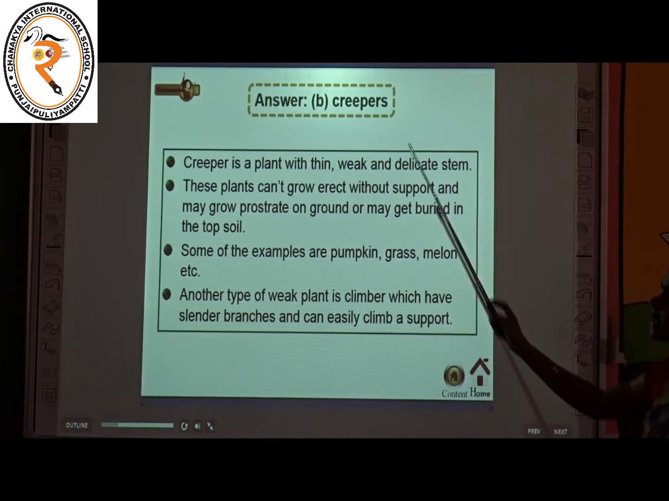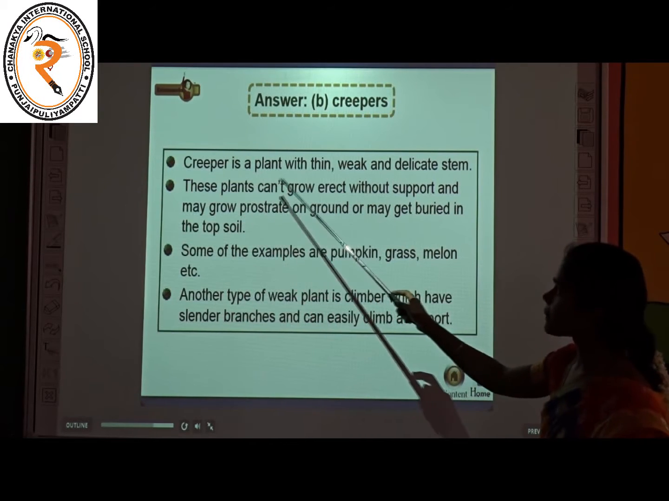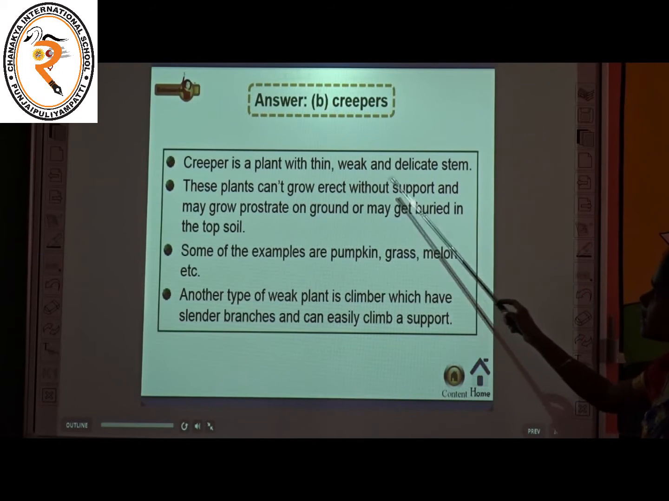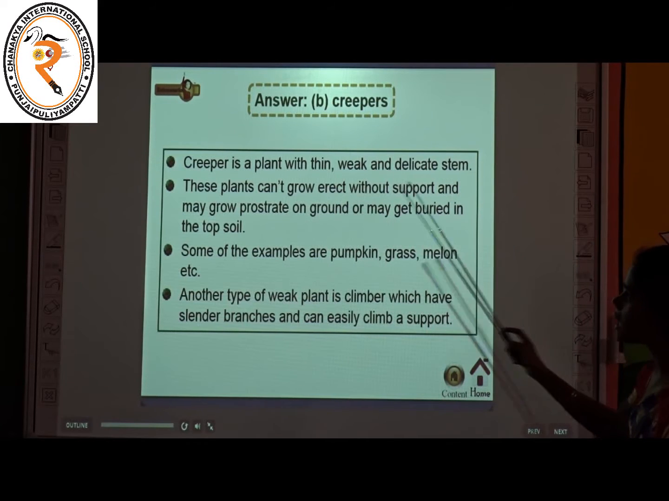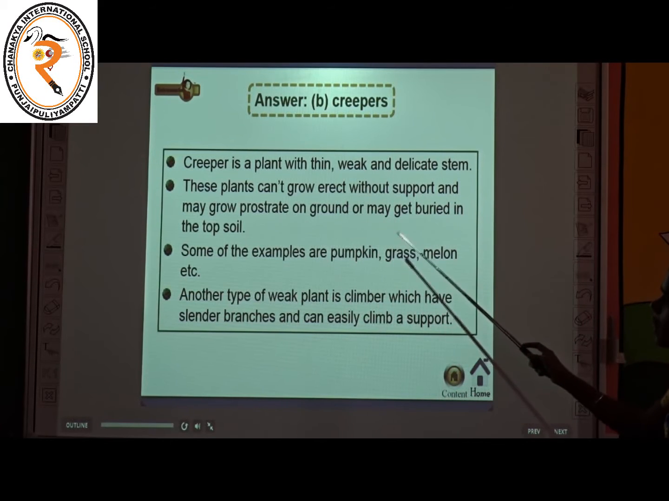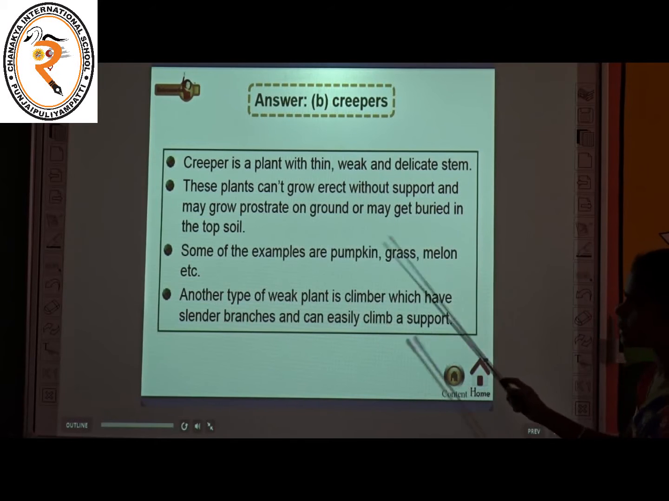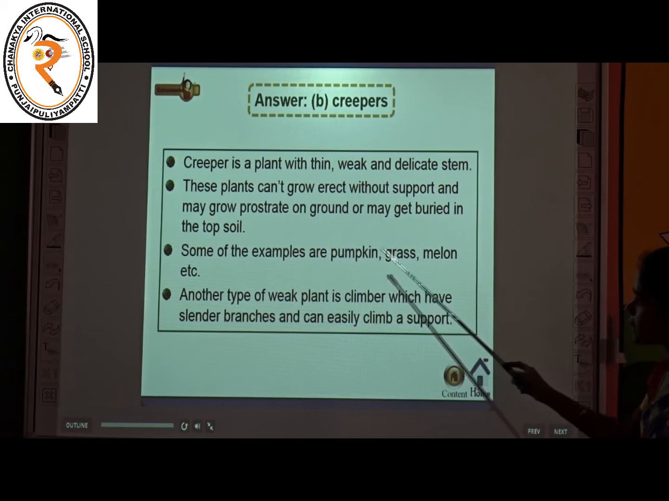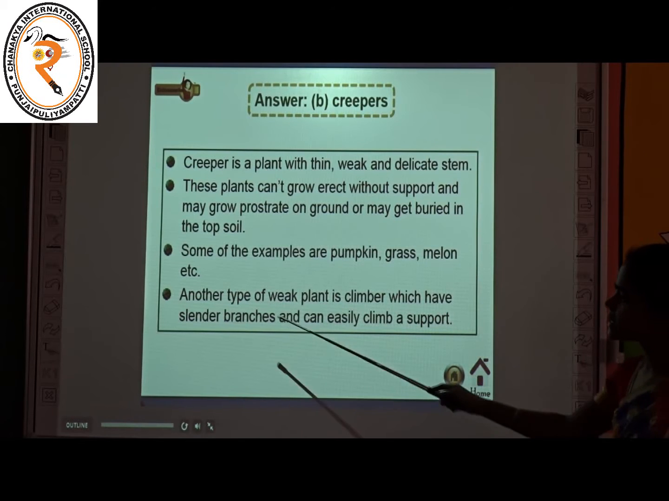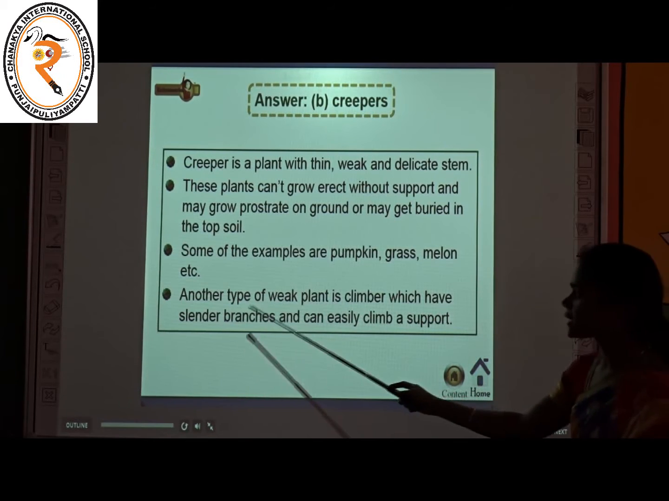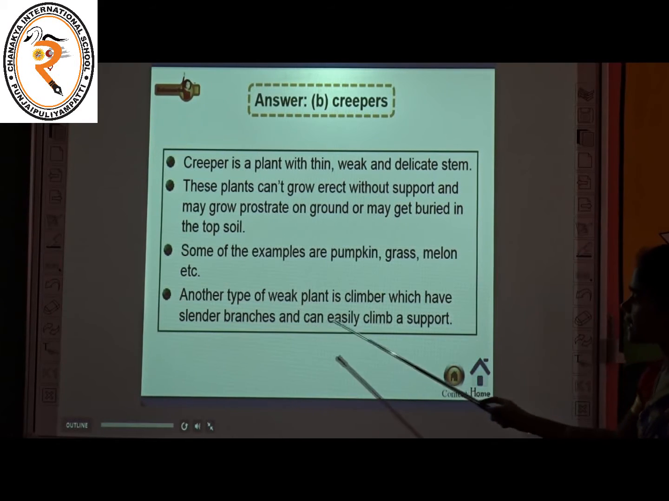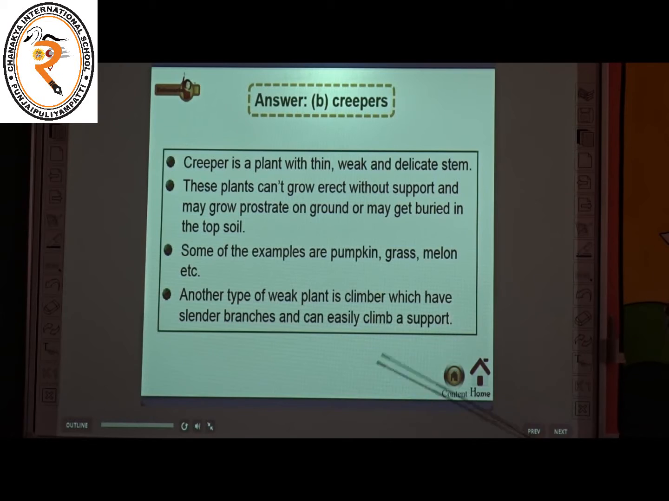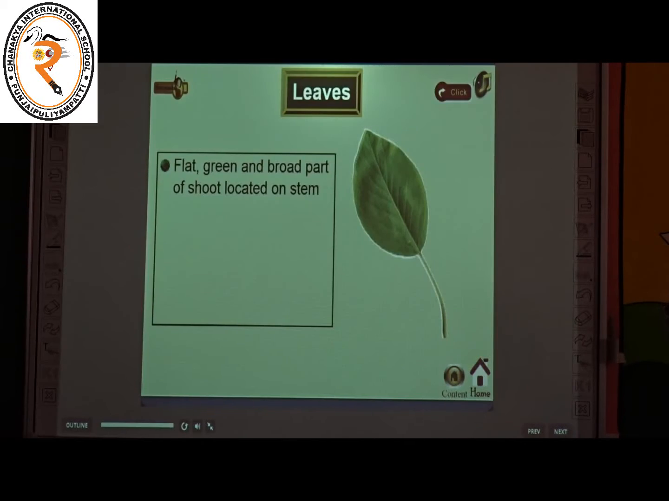The answer is creepers. See, a creeper is a plant with a thin, weak and delicate stem. These plants can't grow erect without support and may grow prostrate on the ground or may get buried in the topsoil. Some examples are pumpkin, grass and melon. And what is another type of weak plant? The other type is the climber, which has slender branches and can easily climb a support. So the answer is creepers. And the next one.